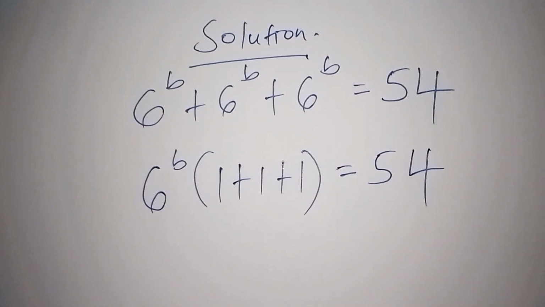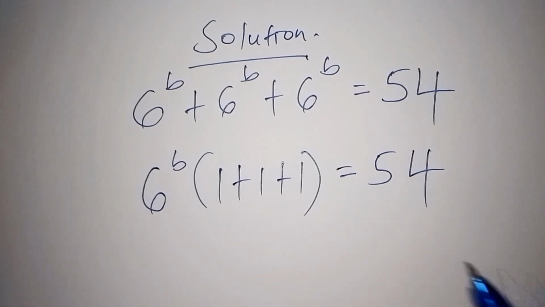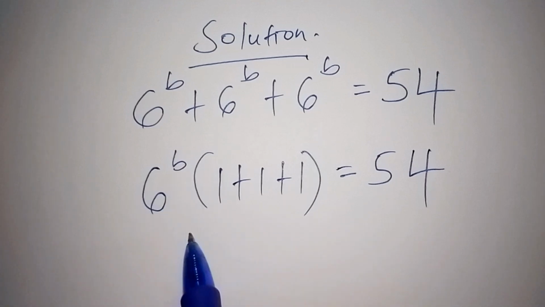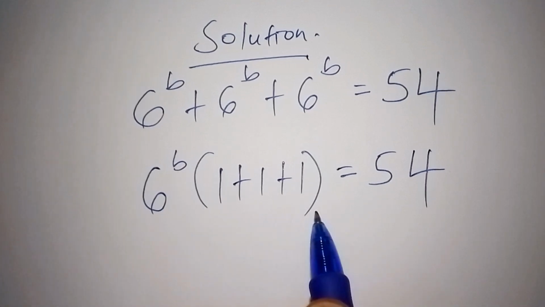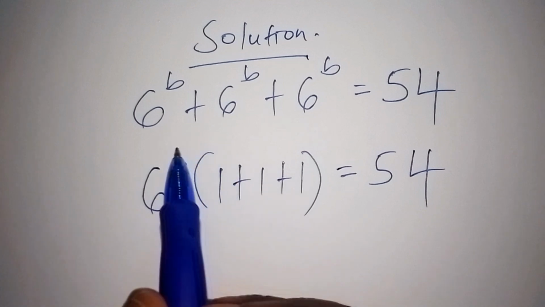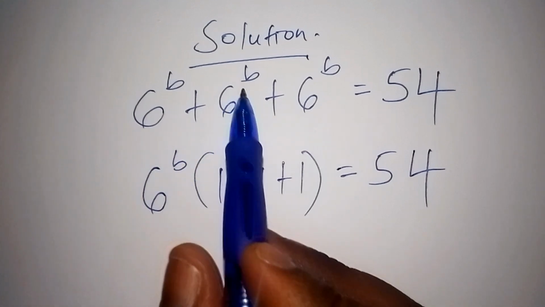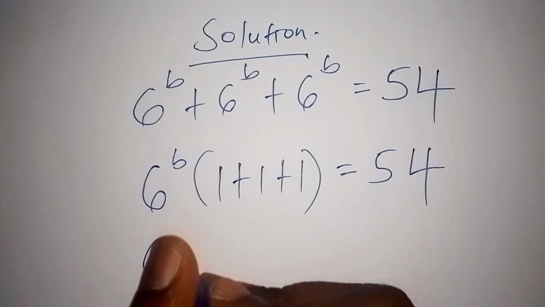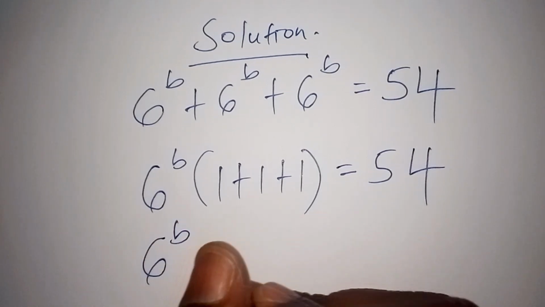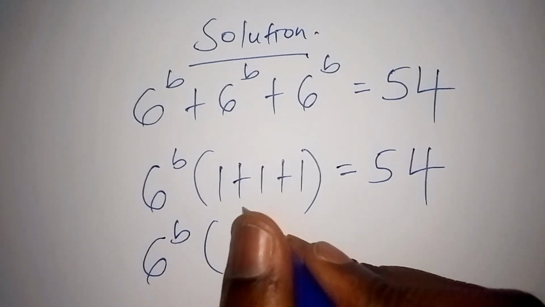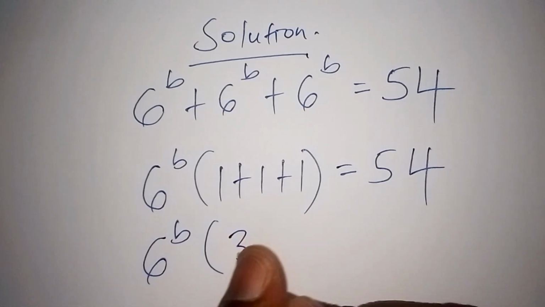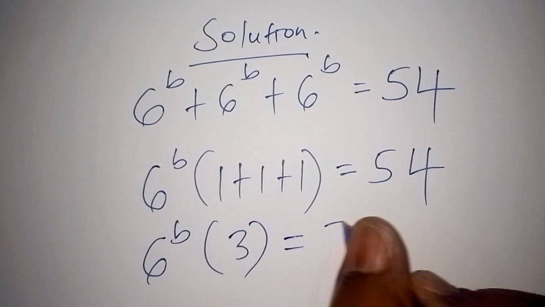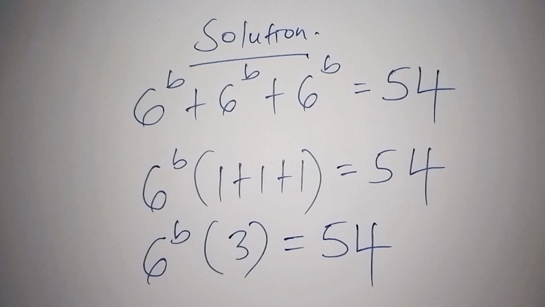So we have already factorized it. Suppose we have the number outside the bracket multiplied by the numbers inside the bracket, we shall remain with 6 to the power of b plus 6 to the power of b plus 6 to the power of b. So let's now go ahead and work out the number inside the bracket. So 6 to the power of b times 1 plus 1 plus 1, which is 3, is equal to 54. So now we want to remain with 6 to the power of b.